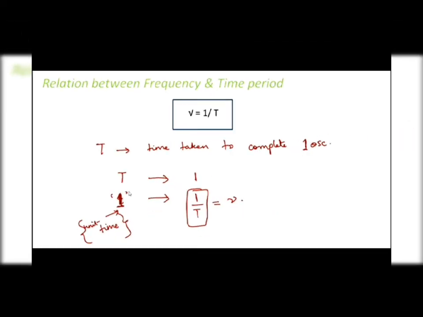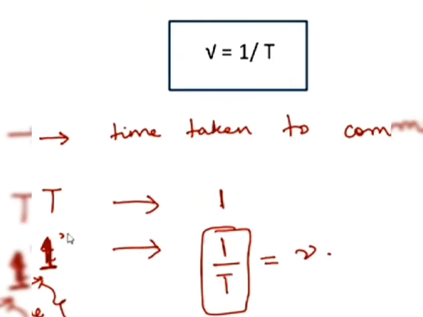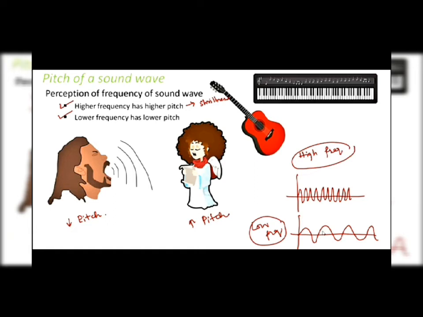So this is how frequency and time period are related. Now the next important thing is the pitch of a sound wave. What is pitch? The way loudness and amplitude are related to each other, similarly pitch and frequency are related to each other. Pitch is the perception of frequency of sound wave. As the frequency of sound wave varies, the way sound comes out also varies.